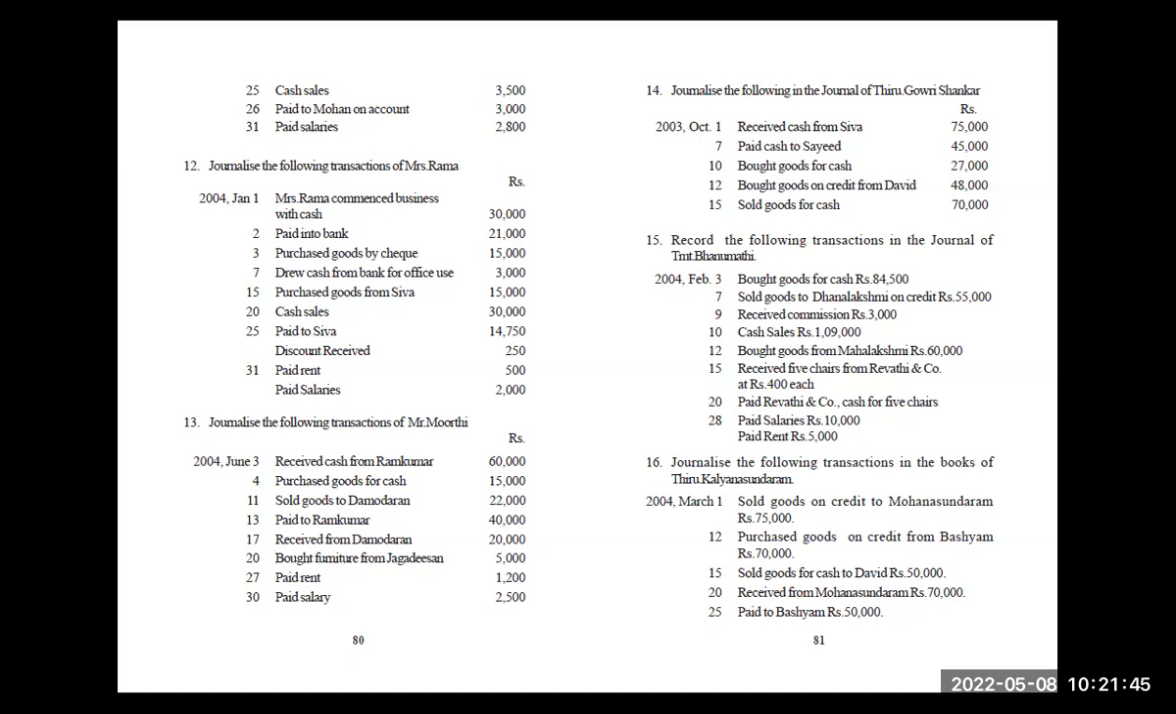Okay, is it done? 16th question. Can we go for the answer? So the 16th question, March 1st, sold goods on credit to Mohana Sundaram for rupees 75,000. What's the entry? Mohana Sundaram account debit to sales account 75,000.